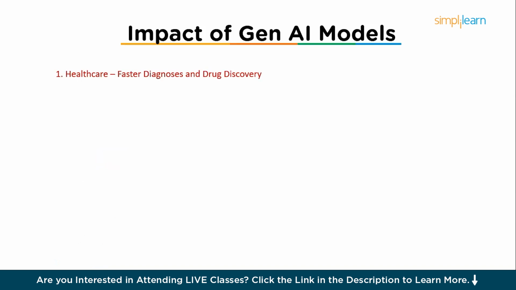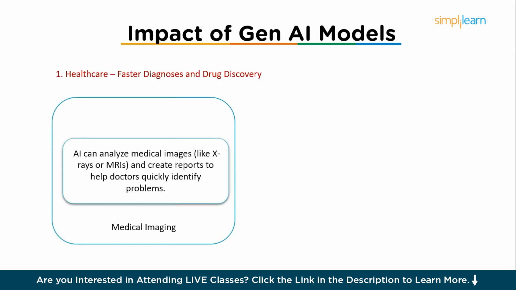That is faster diagnosis and drug discovery. So in healthcare, generative AI is helping doctors and scientists make faster decisions. The first one is medical imaging. So AI can analyze medical images like X-rays or MRIs and create reports to help doctors quickly identify the problems. For example, a hospital uses AI to write reports for doctors, cutting down the time spent on each patient.